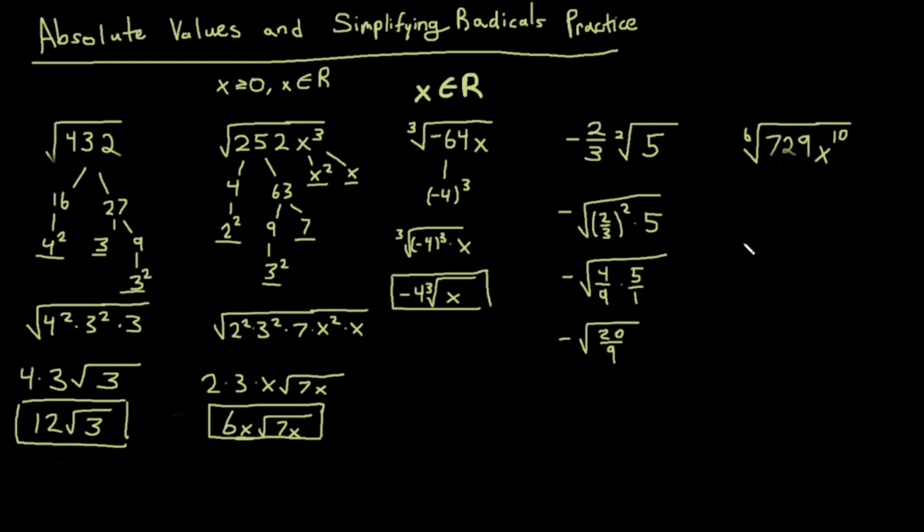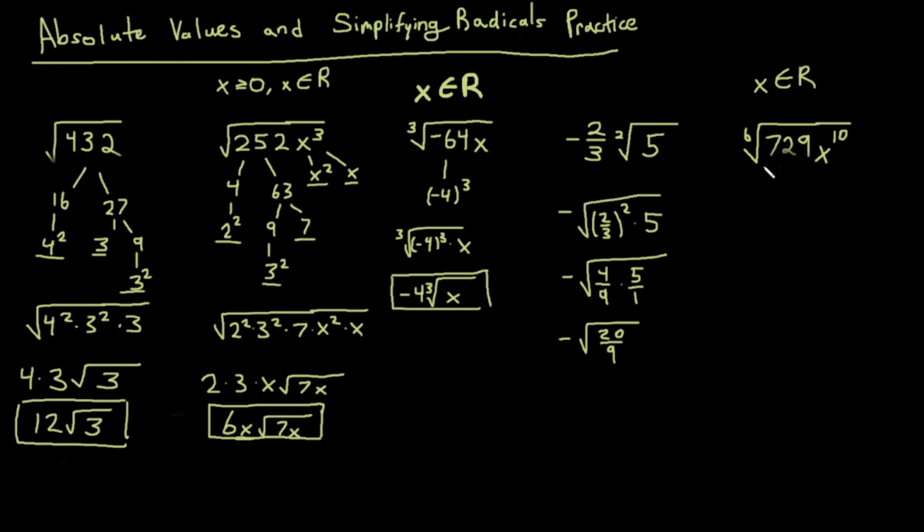So let's look at our last question. So the sixth root of 729 times x to the 10th. Now, once again, before we do anything, let's define our variables. So since x has an even number exponent, we know that x has the possibility to be negative, since a negative times an even number exponent will be positive. So we can only define x as x belonging to real.